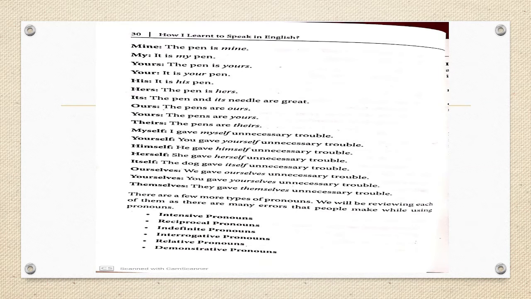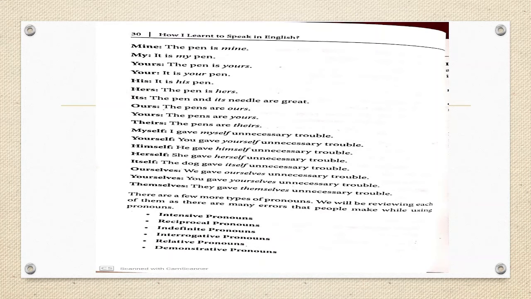The pens are theirs. I gave myself unnecessary trouble. You gave yourself unnecessary trouble. He gave himself unnecessary trouble. She gave herself unnecessary trouble. The dog gave itself unnecessary trouble. We gave ourselves unnecessary trouble. You gave yourself unnecessary trouble. They gave themselves unnecessary trouble. You can make such kinds of sentences just by replacing the pronouns.